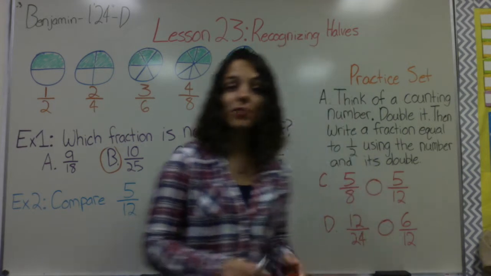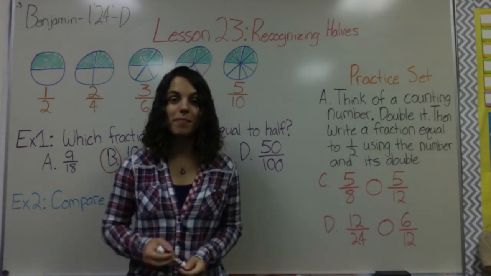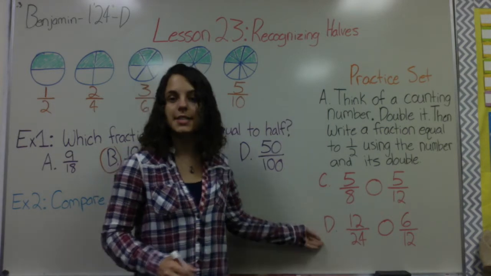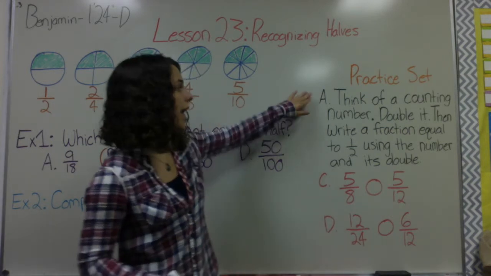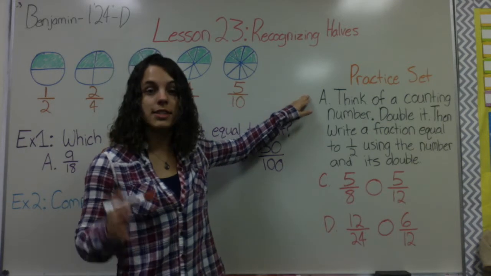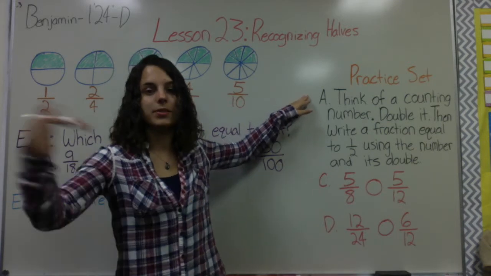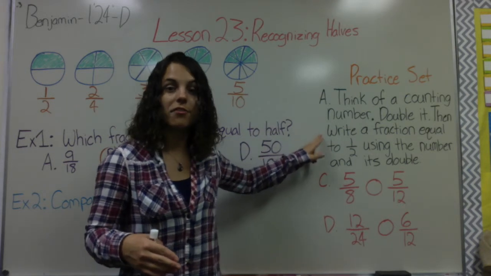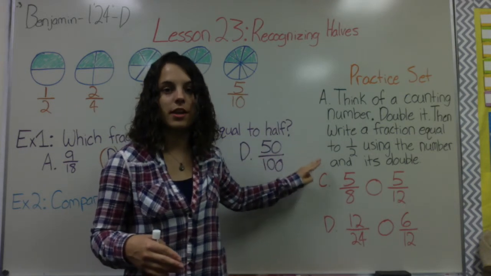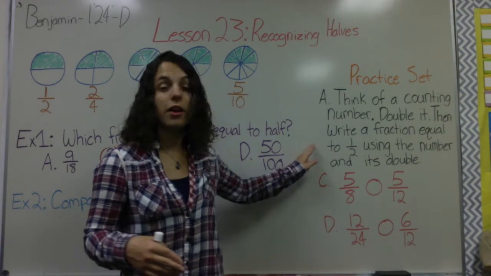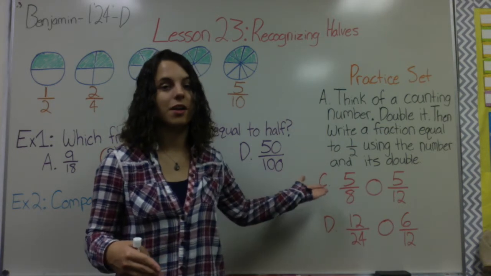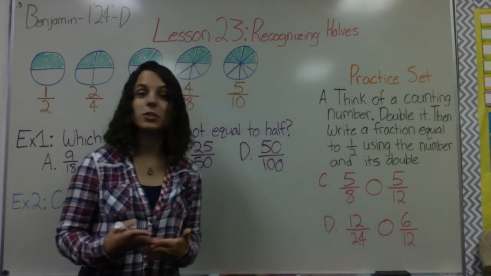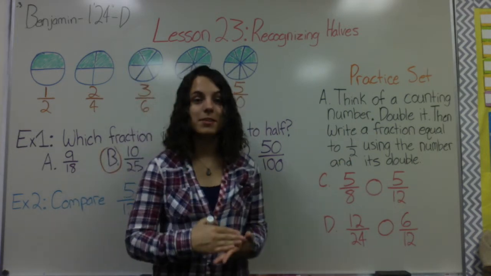All right, now you have your practice set problems. I want you to work on them by yourselves in your notebook. I have letters A, C, and D. Went ahead and skipped B. So A, think of a counting number. That means starting with 1, all whole numbers all the way up. Think of a counting number, double it, then write a fraction equal to half using the number and its double. Please do not use 1. Don't use that as your counting number because half is too easy.